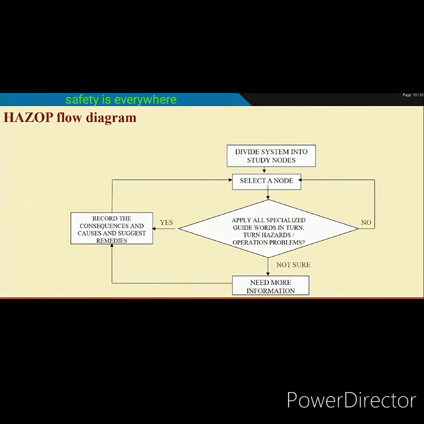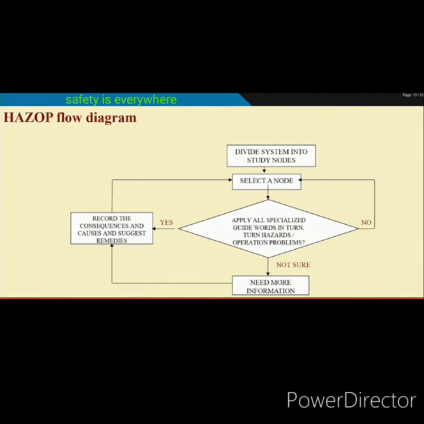Repeating the same in terms of a diagram: divide the system into study nodes, select a node, apply all specialized guide words in turn, and ask whether it creates hazards or operability problems. Then what will happen? If it is not, go for the next one. If it is not sure, you need more information. If it is yes, record the consequences and causes and suggest remedies.